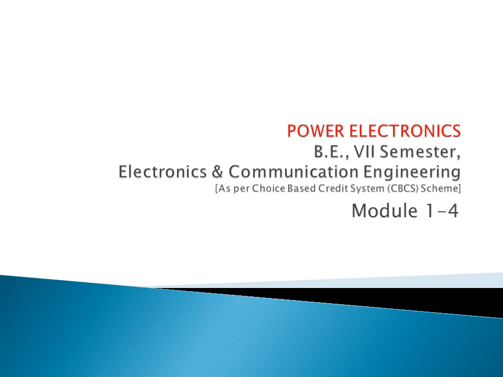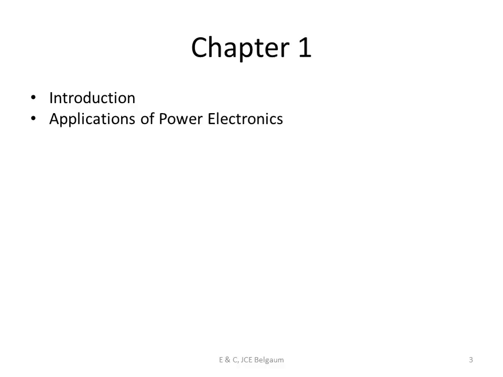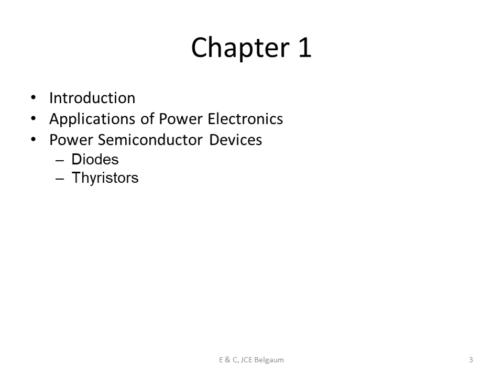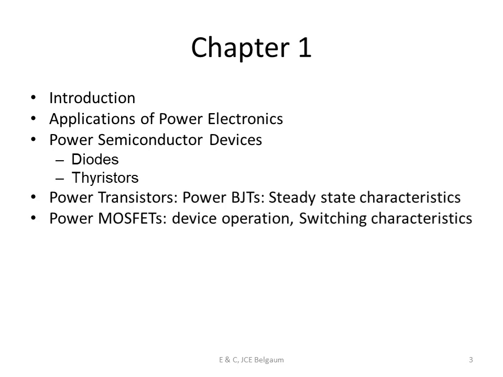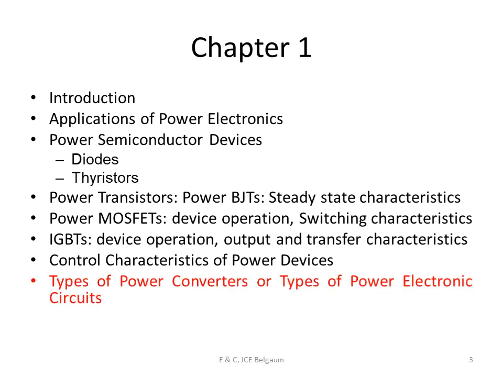Okay, so let us now continue with the fourth video of Module 1, Power Electronics, 7th semester ENC. In the earlier videos, we have seen the introduction of power electronics and the applications of power electronics. We have also seen the different types of semiconductor devices like diodes, thyristors, and transistors, such as MOSFET, IGBT, SIT, and we have also seen the control characteristics of power devices. And now in this particular video, let us concentrate on types of power converters or types of power electronic circuits.